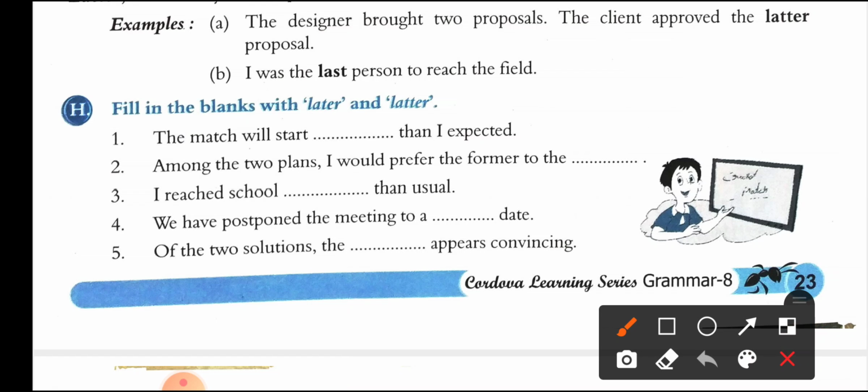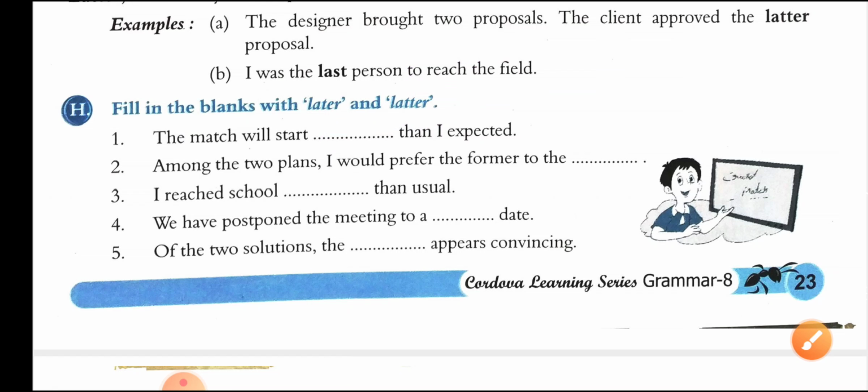The match will start dash than I expected. So what is there? We will do position here or time? Time, obviously. So the answer here is what? Later. LATER. It's ER, okay?